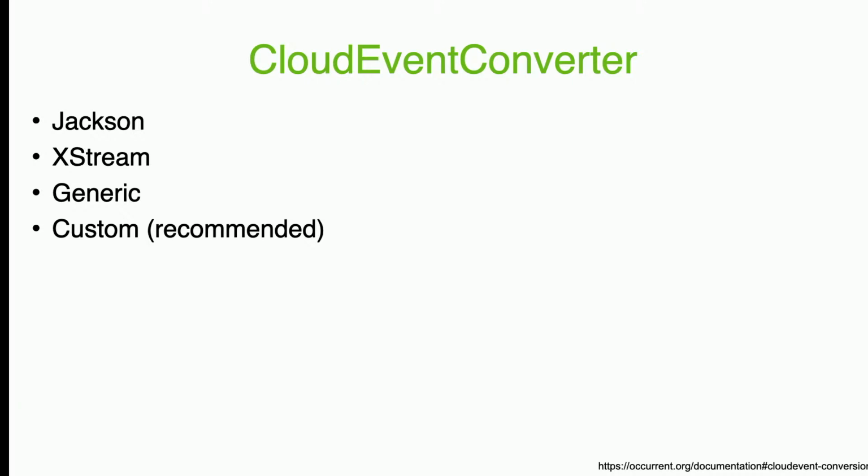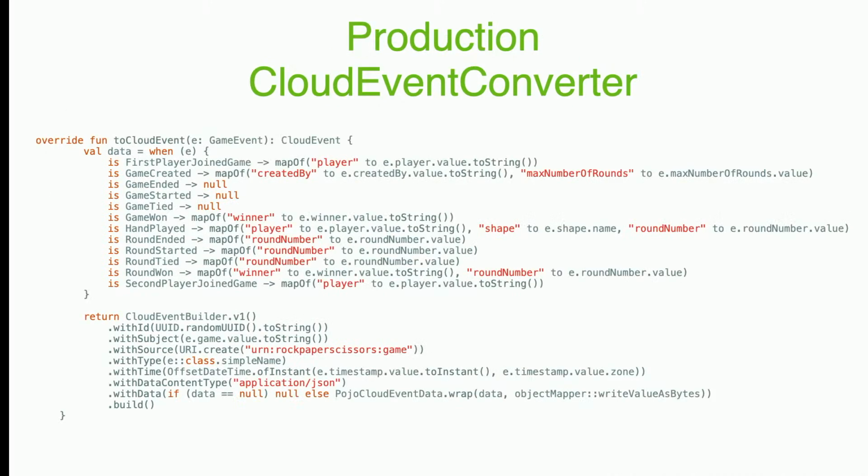The reason for that is, here's an example of a custom one. Here I have all my events, and what do I do here? I map each event's data. You create a hash map of the stuff that I want to save in the data field in the cloud event.